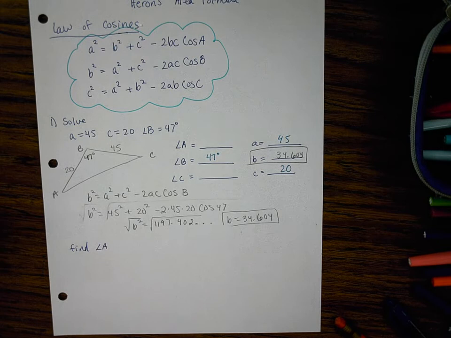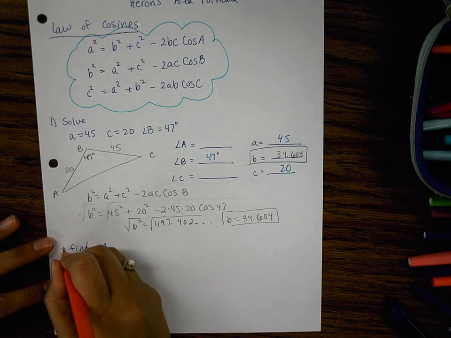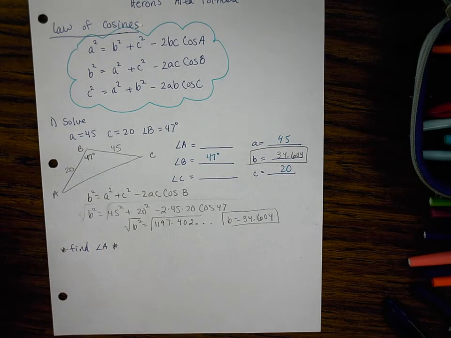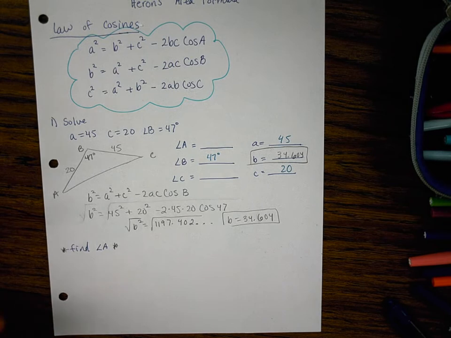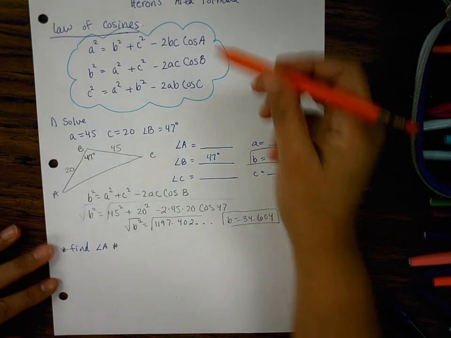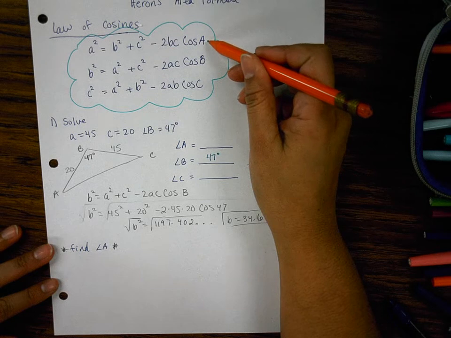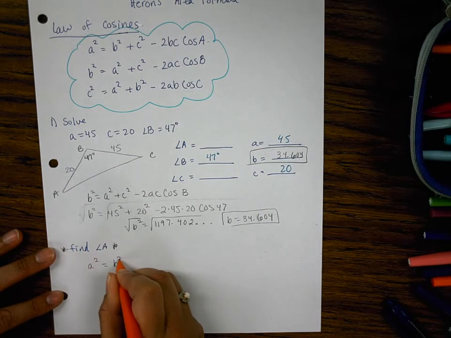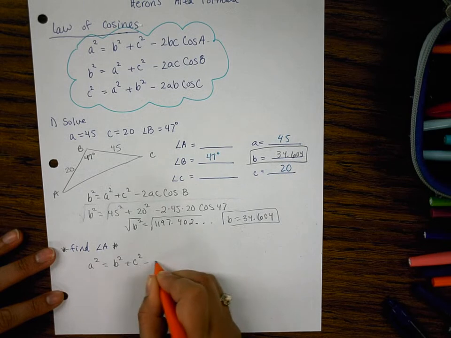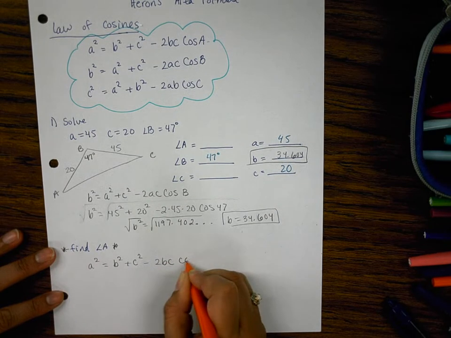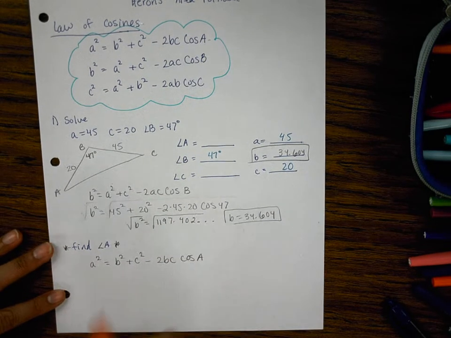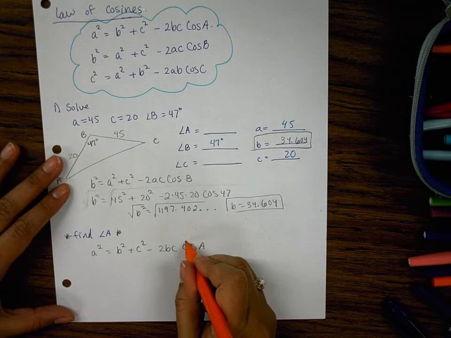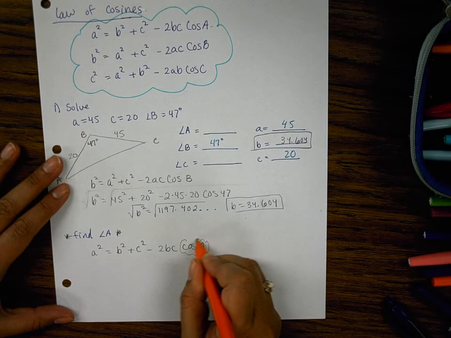Now remember, when I'm looking for angle A, or any angle, I will be using the inverse key. I'm going to put a little star by this one. Finding an angle using law of cosines does require a bit more work, so you want to make sure you understand. If I'm looking for angle A, I'm going to be using this formula: a squared equals b squared plus c squared minus 2bc cosine of angle A.